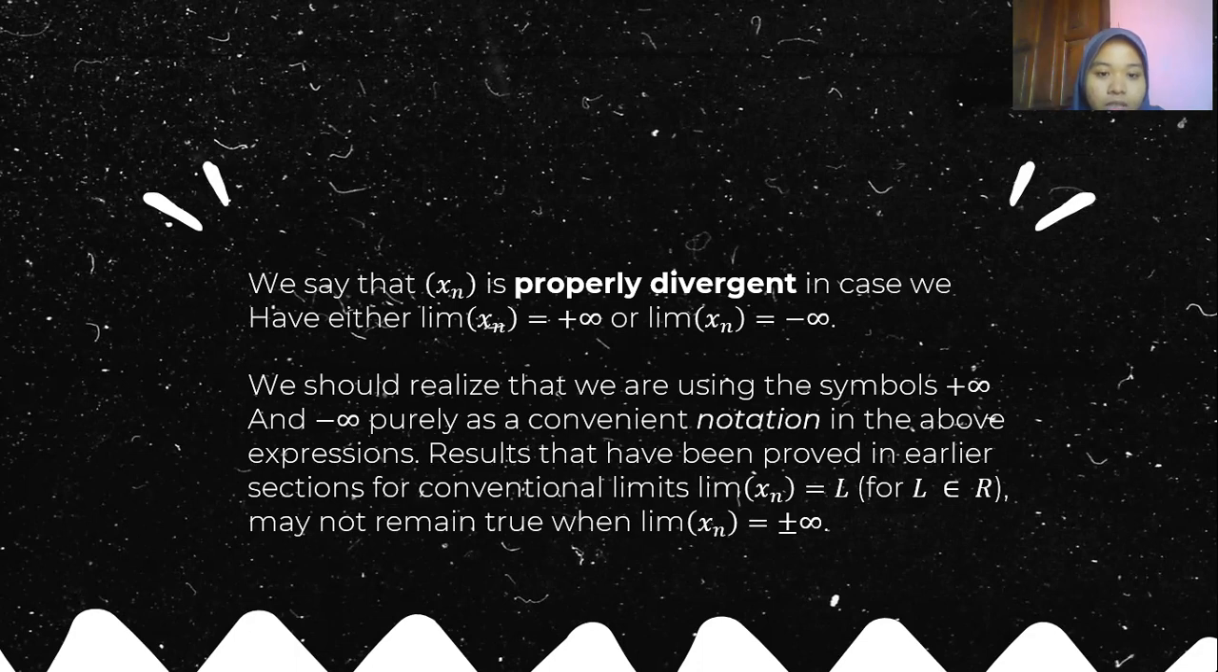We should realize that we are using the symbols positive infinity and negative infinity purely as convenient notation in the above expressions. Results that have been proved in the earlier section for conventional limits, limit of xn equals L for L an element of the real numbers, may not remain true when the limit of xn equals positive or negative infinity.